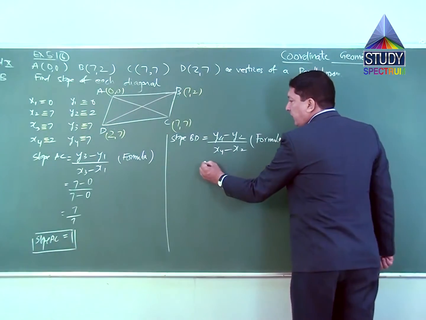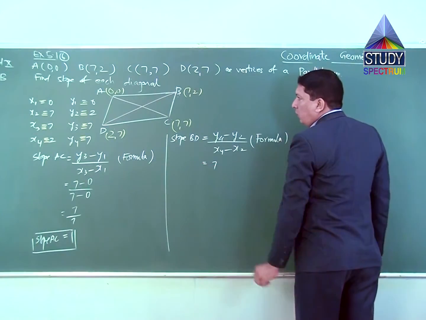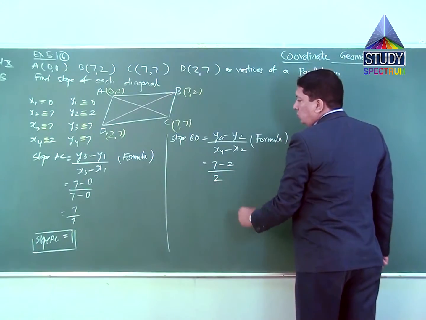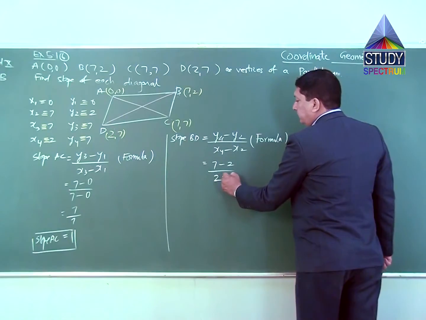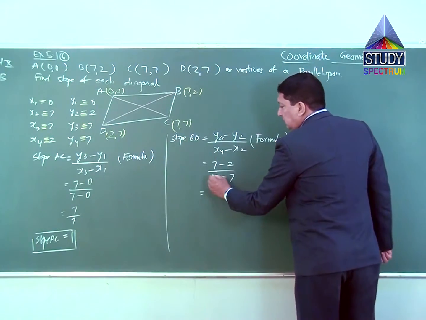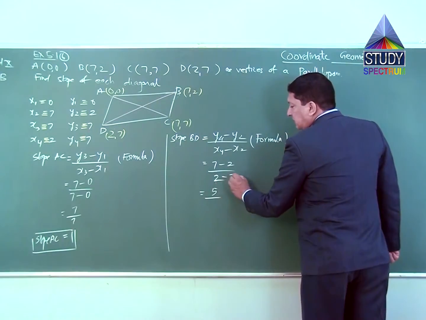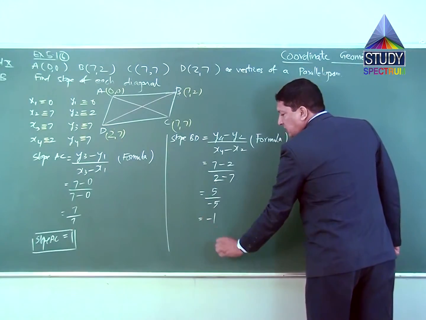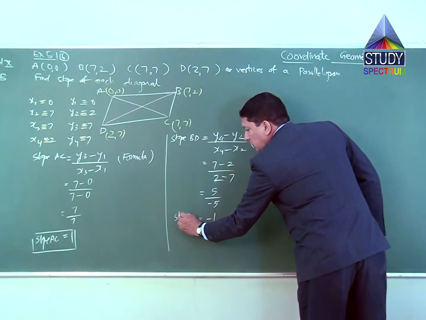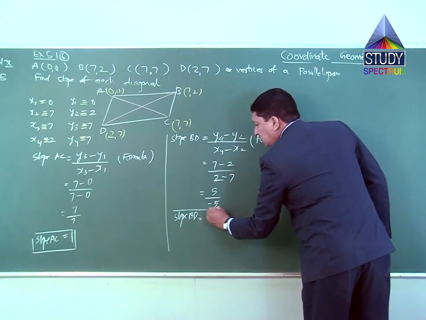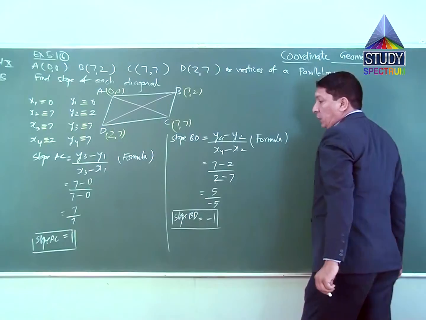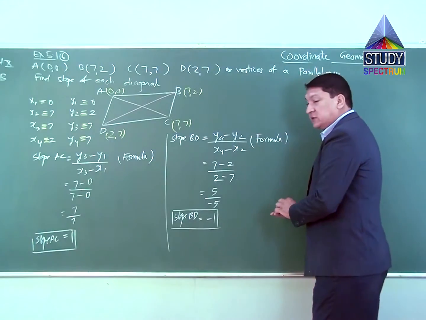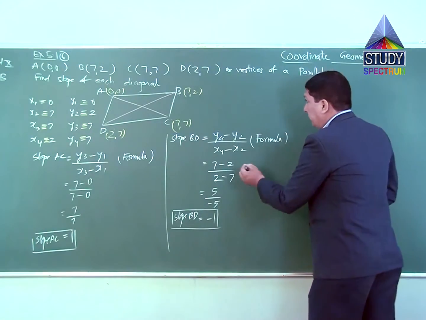Slope BD is y4 minus y2, y4 is 7, y2 is 2, x4 is 2, x2 is 7. 7 minus 2 is 5, 2 minus 7, how much? Minus 5, gives you minus 1. Slope BD is minus 1. Now here is no rule like last time that values have to be same or different. Values can be same also, values can be different also. So we have found out two slopes.